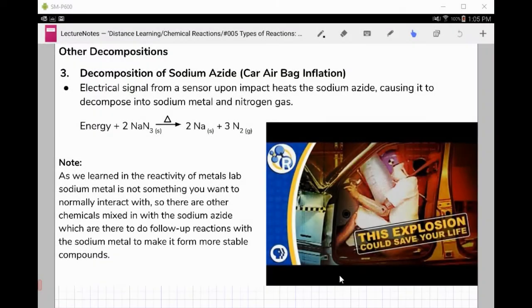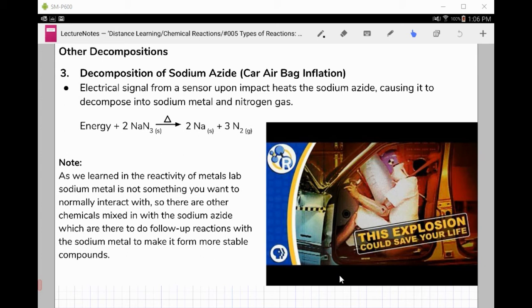And one last decomposition reaction would be the decomposition reaction of sodium azide. Now, azide is not an anion that we've really talked about much, but sodium azide has the formula of NaN3. And when that is heated up, it's really unstable, and it ends up decomposing into sodium metal and nitrogen gas. This is actually the reaction that occurs inside airbags, or at least used to. They use a little bit more sophisticated compounds now.